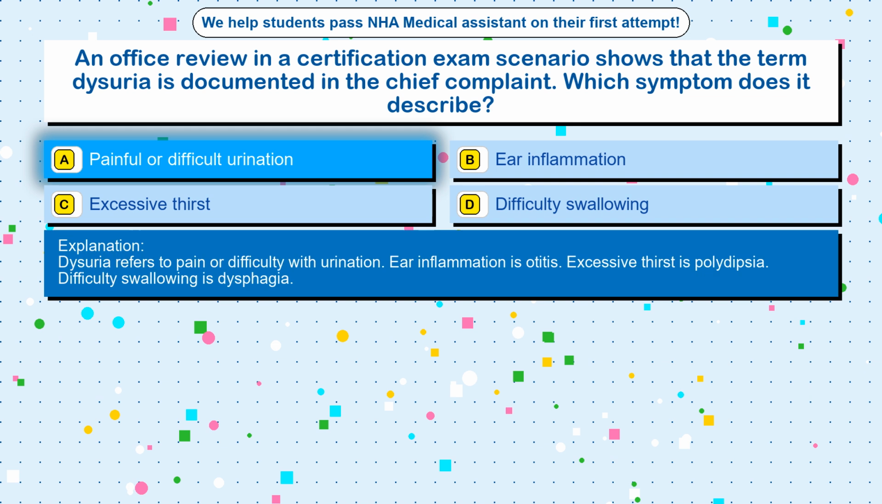Dysuria refers to pain or difficulty with urination. Ear inflammation is otitis. Excessive thirst is polydipsia. Difficulty swallowing is dysphagia.